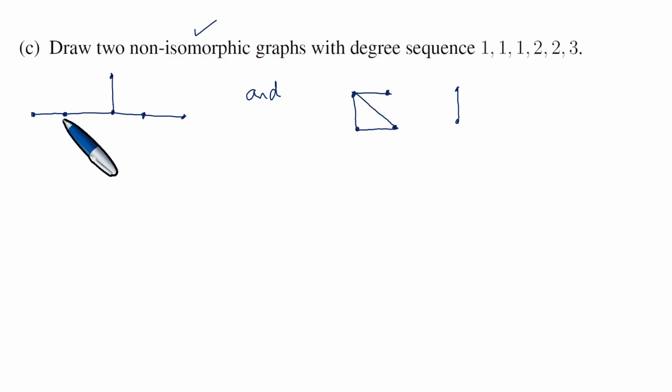But here, this vertex of degree 2 has a neighbor of degree 1, an adjacent vertex. That's the word we use. It has an adjacent vertex of degree 1 and an adjacent vertex of degree 3. But here, there's a vertex of degree 2 that has a neighbor of degree 3. But does it have a neighbor of degree 1? This vertex of degree 2 is not adjacent to a vertex of degree 1.